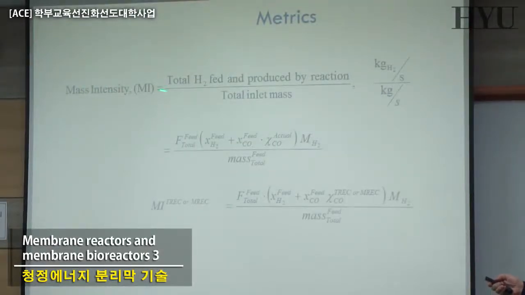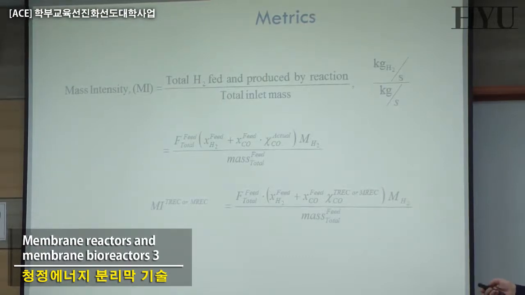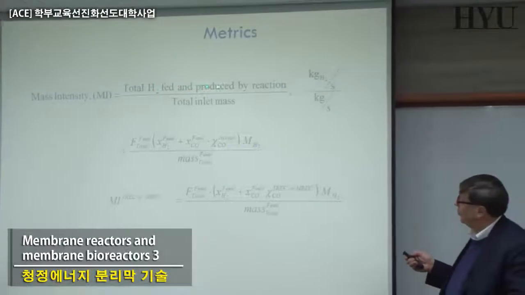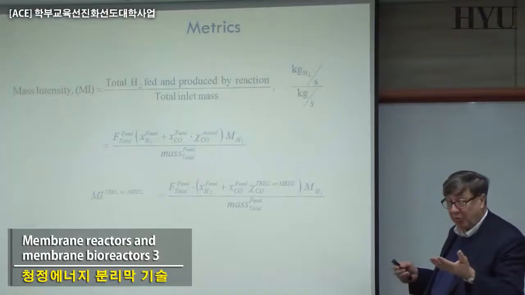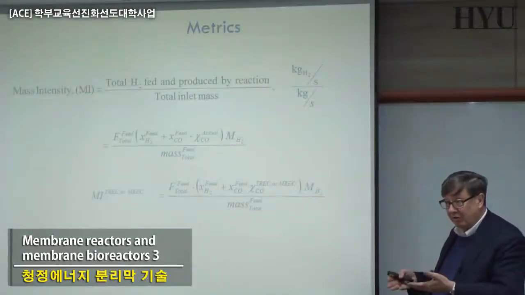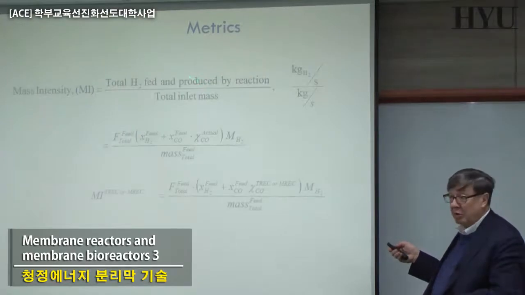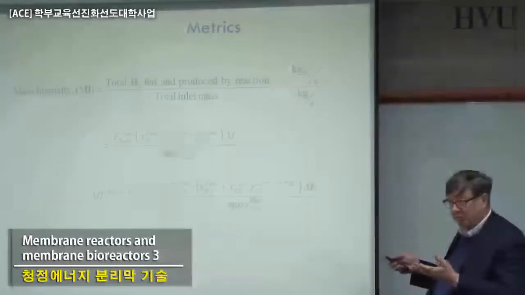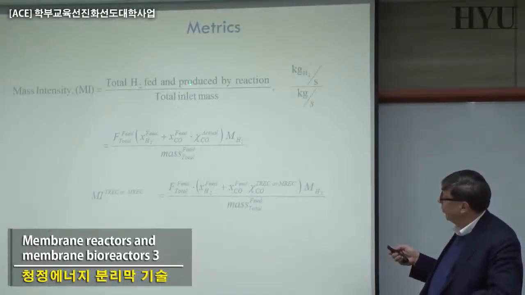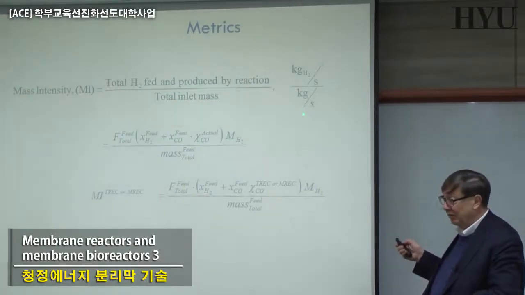For mass intensity, we have this kind of definition. Assuming we are working on hydrogen production, which is a typical case, it is the total hydrogen fed and produced by the reaction. As we saw yesterday, we have to consider the hydrogen we supply, and if there is a reactor, there is a conversion, and also the hydrogen we are producing has to be considered, divided by the total inlet mass. So a very specific ratio between the hydrogen, which in this case is the product we are considering, that is fed and produced, compared to the total mass that we have in the system.